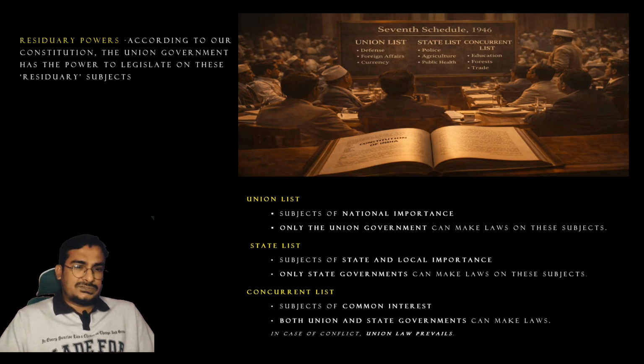And then we have the third list of subjects called concurrent list of subjects. Generally this concurrent list of subject is where the subjects can be made as a law by both central government as well as the state governments. And wherever there is a dispute with regard to the law made by central government and state government, generally the central law will prevail. So that's how this is.